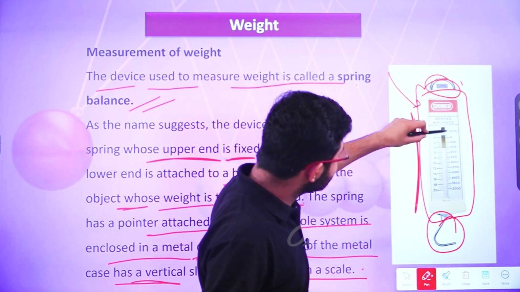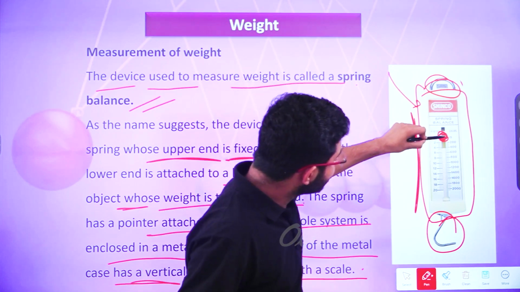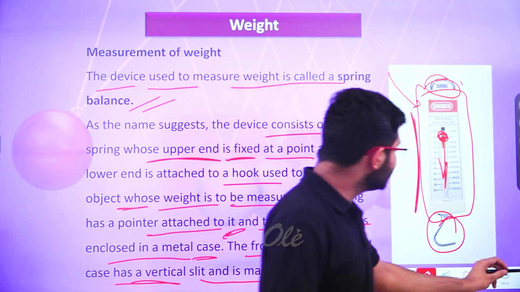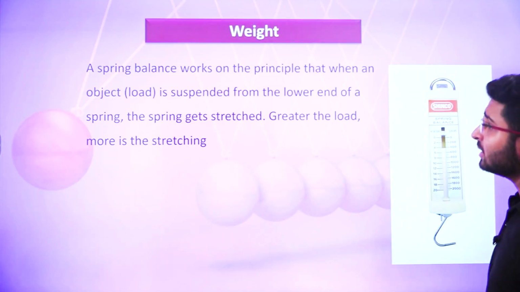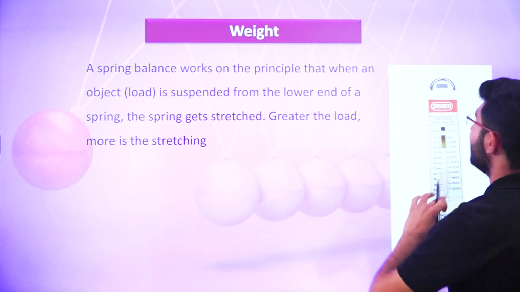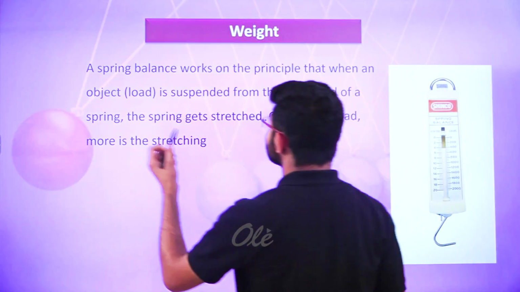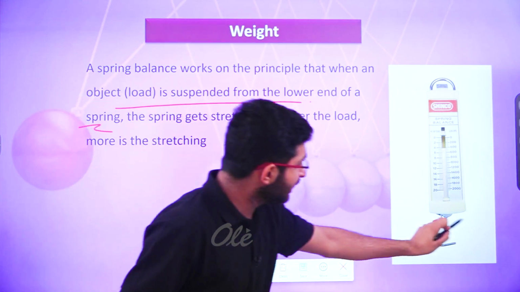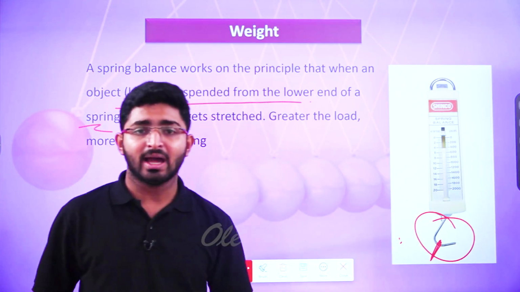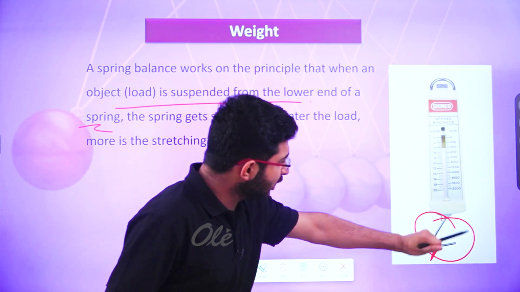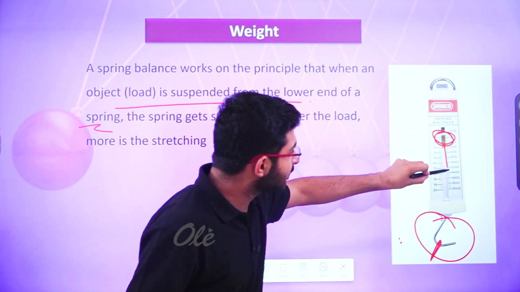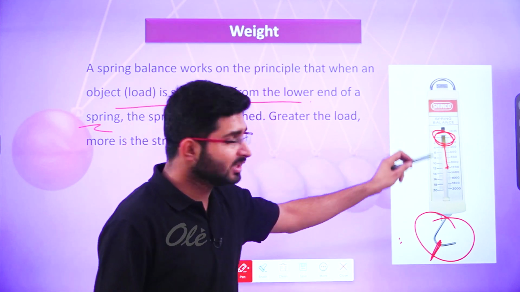Okay, in this there is a point which will be going up and down according to the object's weight. Now moving ahead, a spring balance works on the principle that when an object or load is suspended from the lower end of a spring, like whenever any object is suspended here at the hook, it will pull down the spring, and you can easily find out the weight of the object with the help of this scale.